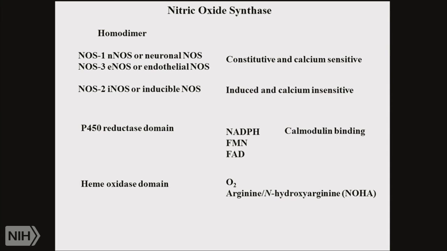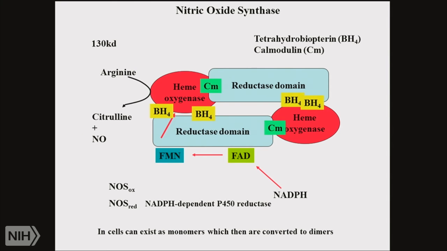But in the NOS, it actually has to bind. It's actually part of the protein structure, the primary structure. And it has a heme domain, just like P450, which oxidizes arginine to NO. So this is kind of how it works. It's regulated by a calmodulin domain.